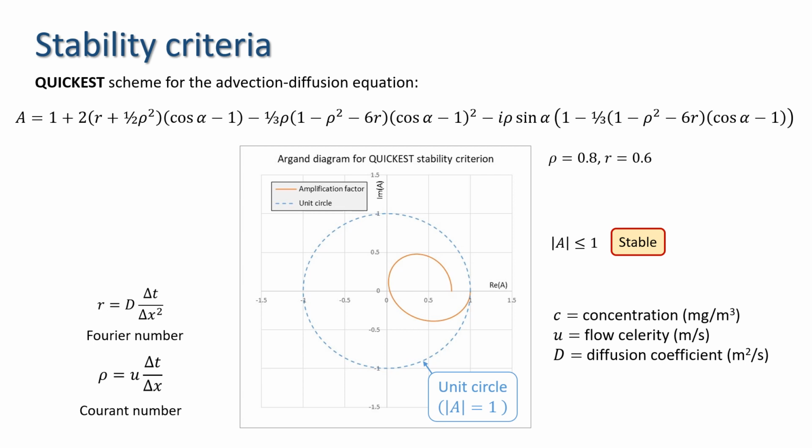Alternatively, if you write your own code, you can run a check on the magnitude of A for all values of the non-dimensional wave number alpha within your code.